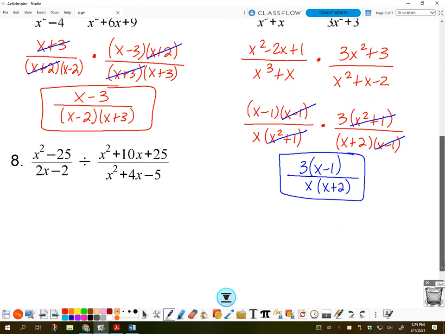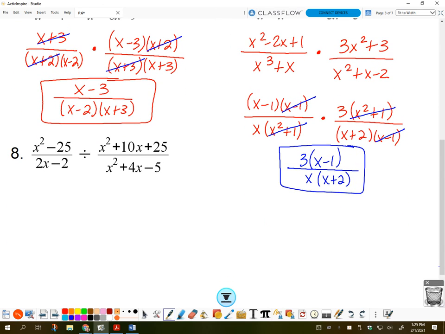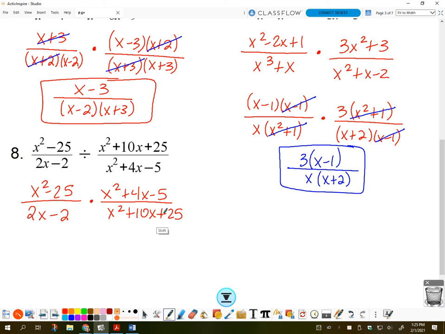Alright, one more. Again, it's division, so first step is rewrite it as a multiplication problem. If you can factor as you rewrite it, I'm okay with that. Just be careful and make sure that you really do flip this one over. Alright, so if it's division, the first step is change it to a multiplication problem. So change it to multiply and the reciprocal. So flip that second guy over.